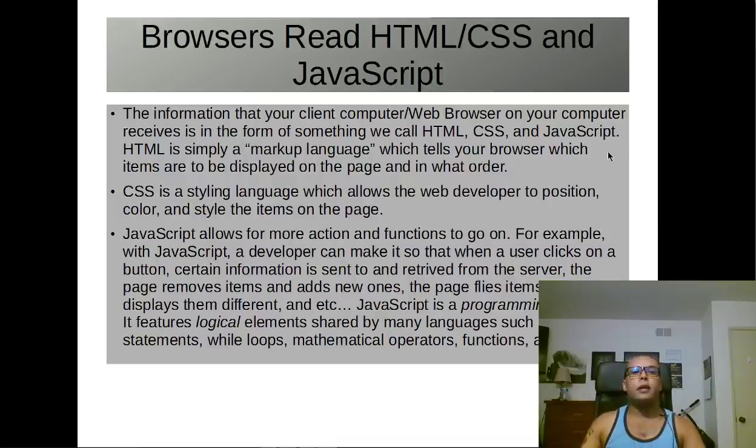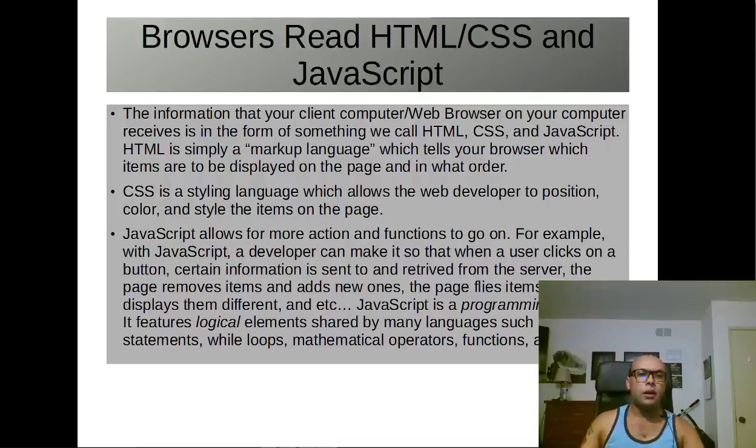So browsers read HTML, CSS, and JavaScript. This is a very important point here. The information that your client computer and web browser receive is in the form of something we call HTML, CSS, and JavaScript. HTML is simply a markup language which tells your browser which items are to be displayed on the page and in what order. CSS is a styling language which allows the web developer to position, color, and style the items on the page. So HTML and CSS work hand in hand.